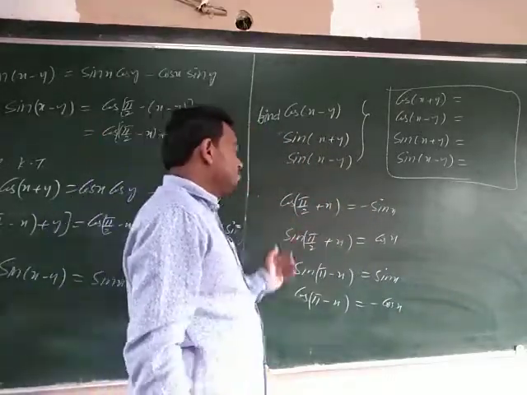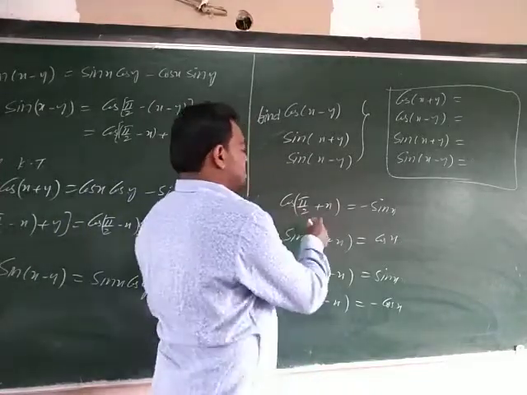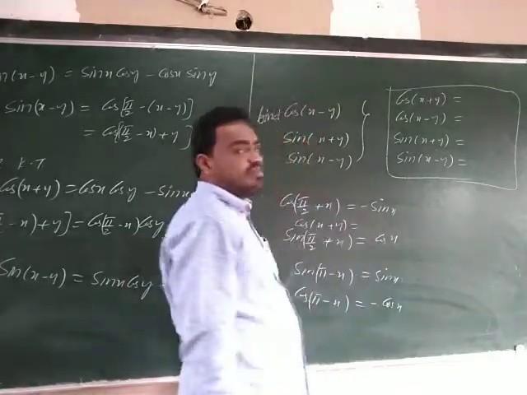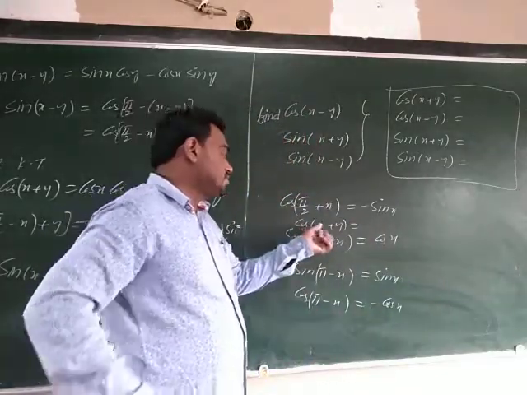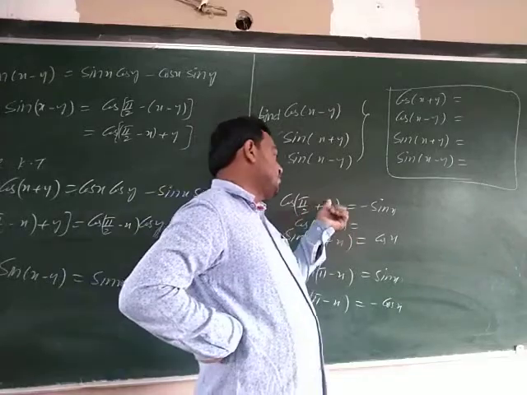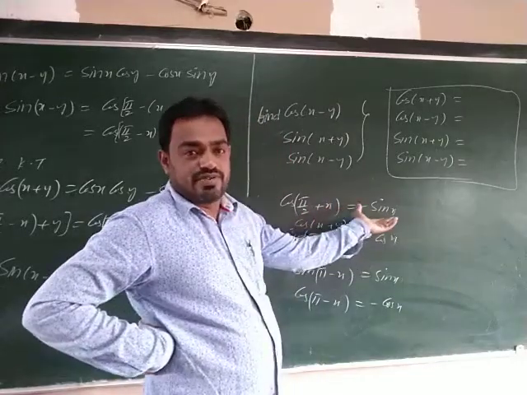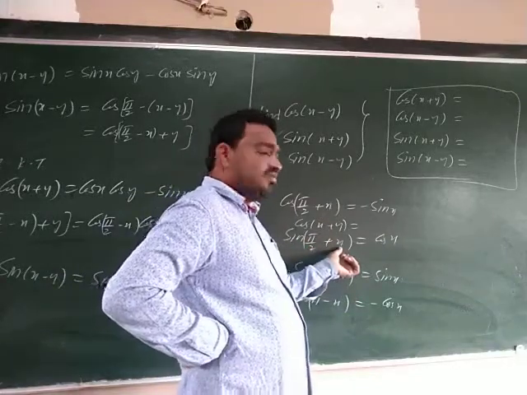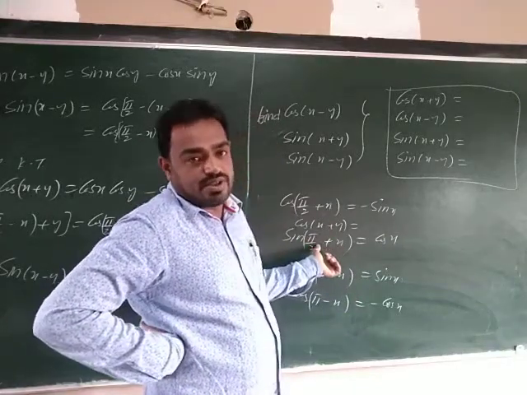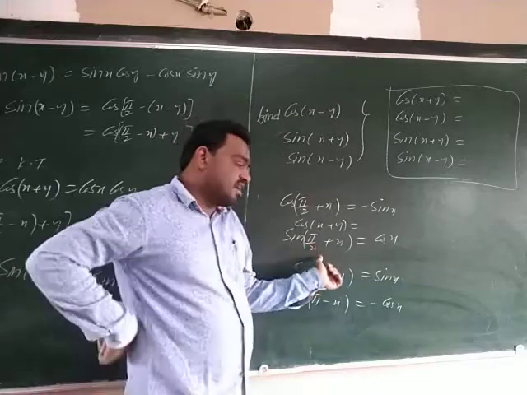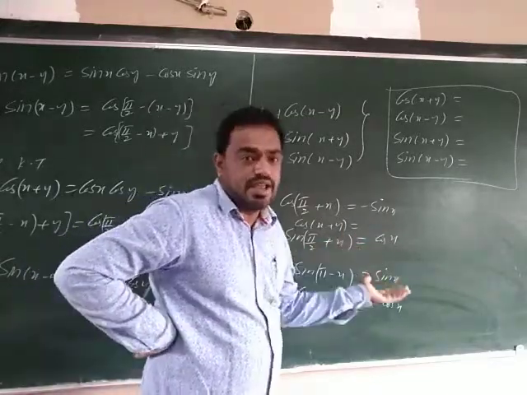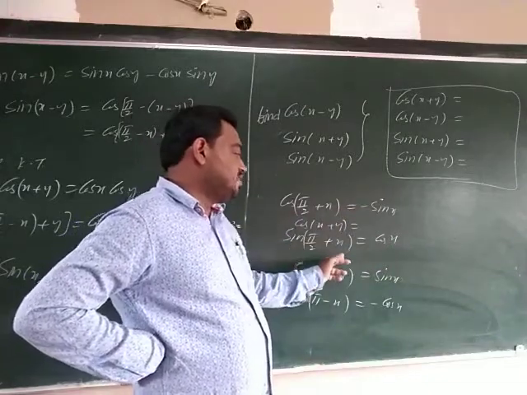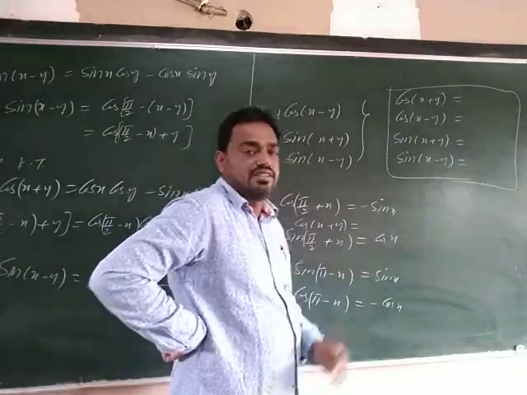So how are we proving this? By using cos of (x plus y). We know that cos of (x plus y) equal to cos x cos y minus sin x sin y. You substitute pi by 2 in place of x and x in place of y, you simplify, and you can get this one. Easy. Next, sin of (pi by 2 plus x). Which formula are we using here? Sin of (x plus y). We know that sin of (x plus y) equal to sin x cos y plus cos x sin y. Then you substitute x equal to pi by 2, y equal to x. After the simplification, you get cos x.